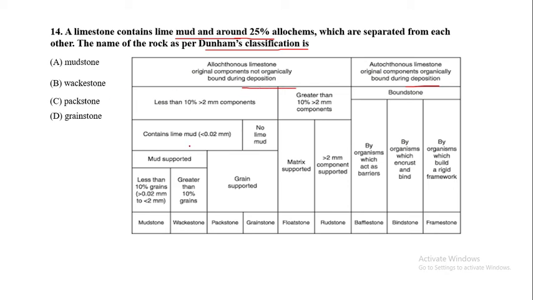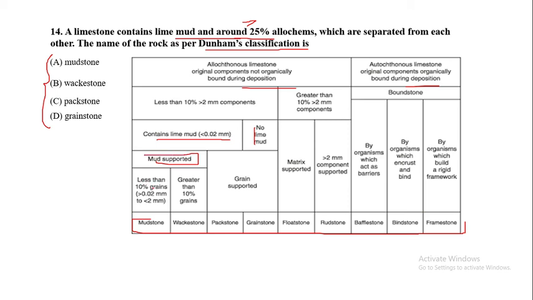Now come back to the very first section. You can see it contains lime mud, that is less than 0.02 mm. Then here it is no lime mud. We need to know the lime mud percentage is 25%. If it is greater than 25%, what will be the type of rock formed? Options: mudstone, wackestone, packstone, grainstone. Here you can see the various names of the rocks formed and also various compositions. Now the criteria: lime mud, it is containing 25%. So here the mud support is given.